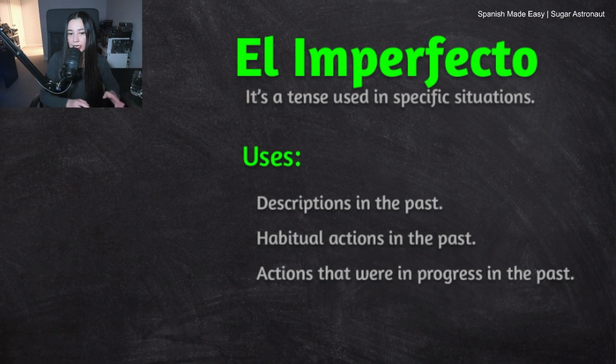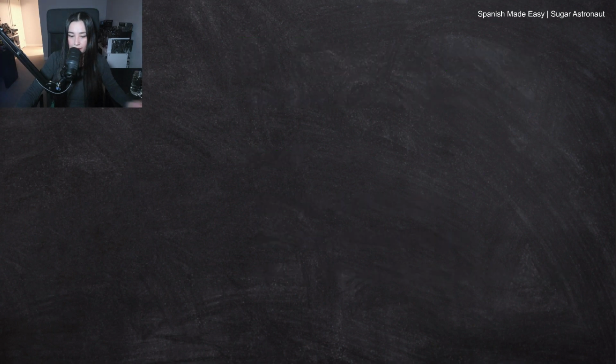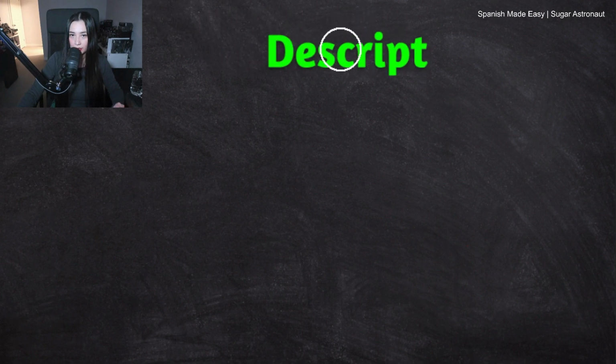So essentially we're talking about something that already happened. Everything is in the past, and we're talking about descriptions, habits, and actions that were in progress. That's important to remember. Actions that were in progress in the past. So those are the uses of el imperfecto. Now, let's talk about each use individually, and let's see how el imperfecto works.